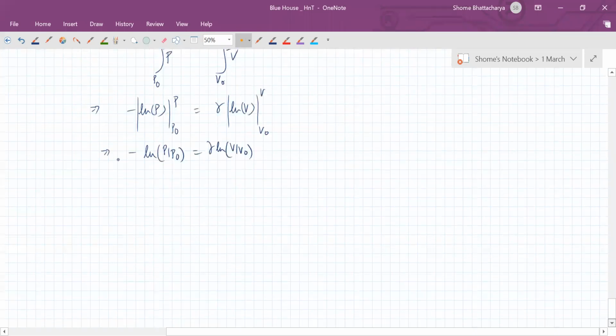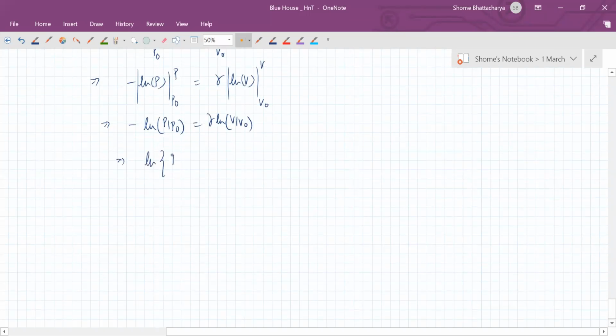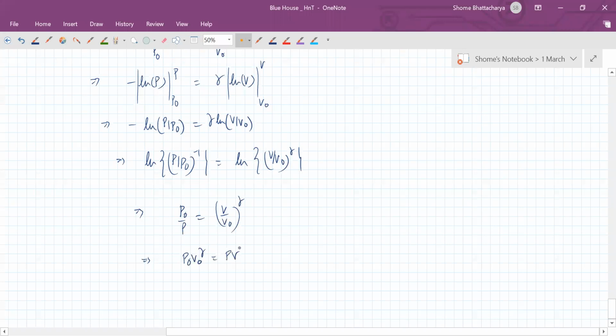Now we can take the powers inside. So natural log of P by P naught to the power minus 1 is equal to natural log of V by V naught to the power gamma. So we have P naught by P is equal to V by V naught to the power gamma, or P naught V naught to the power gamma is equal to PV to the power gamma, or in general we can say that PV to the power gamma is constant, or pressure, that's not alpha, that's gamma.